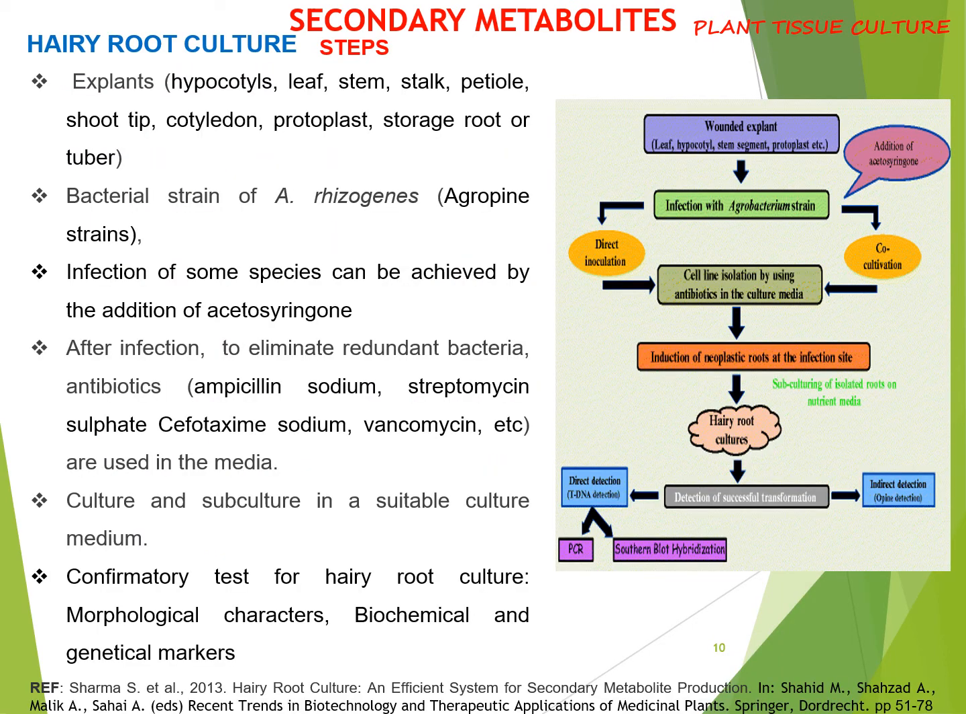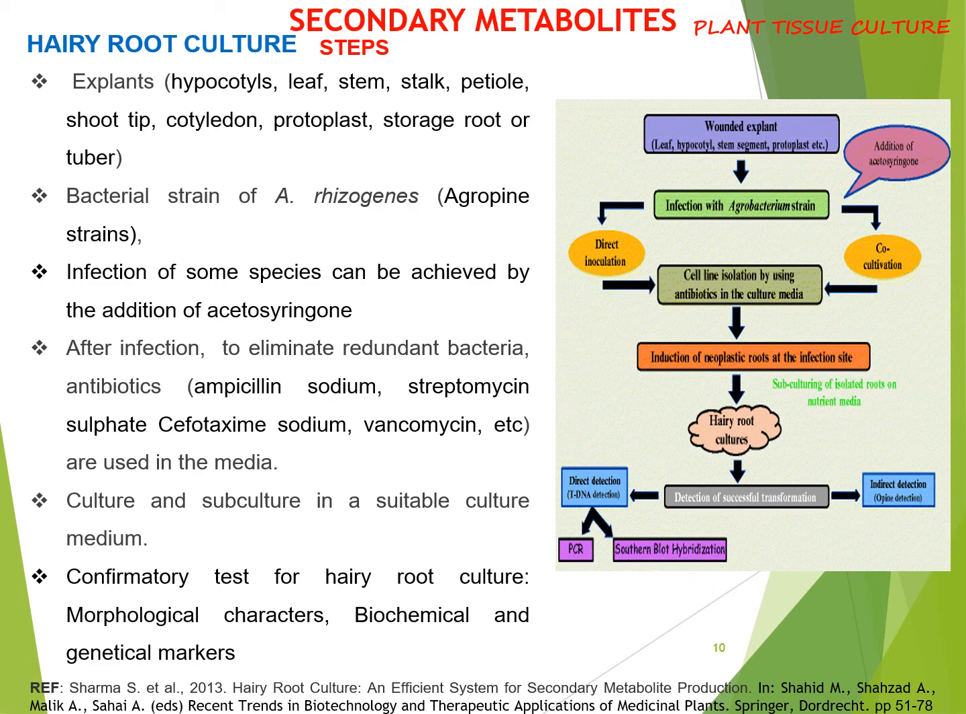Steps to induce hairy root culture. Hairy roots are produced by infecting the sterile plants with Agrobacterium rhizogenes. The explant could be a leaf, hypocotyl, petiole, tuber, etc. Generally, the Agrobacterium strain agropine is used for effective infection. In some plant species, infection is achieved by addition of acetosyringone.